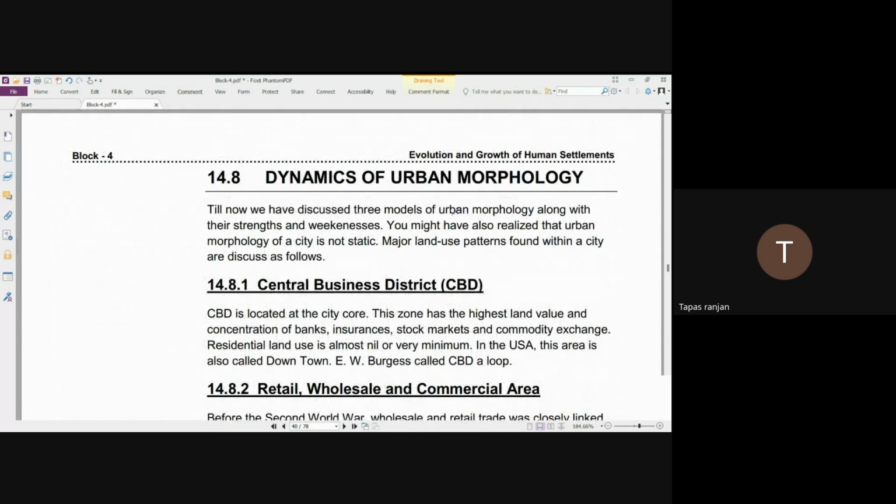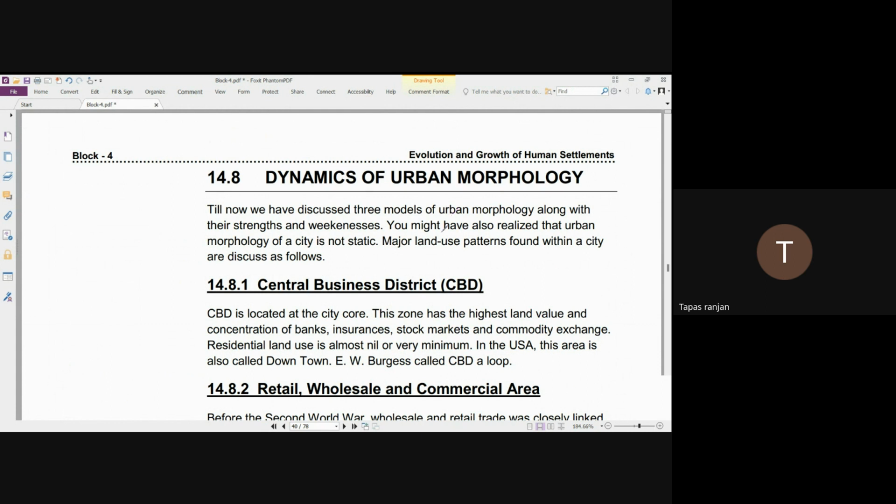Okay, so what are the dynamics of urban morphology? I think we have already discussed urban morphology. What are the different dynamics of urban morphology? It is basically what are the different parts, different dimensions of urban morphology. Okay, different zones of urban morphology.